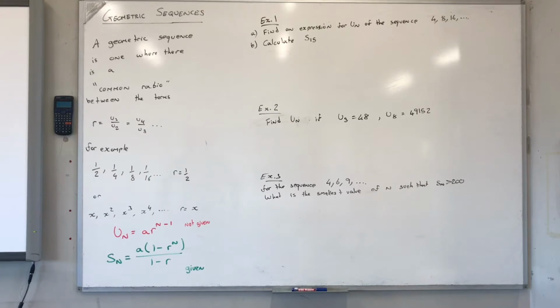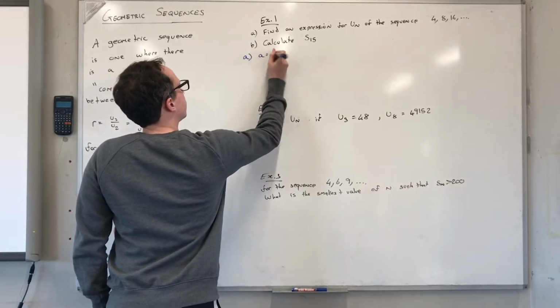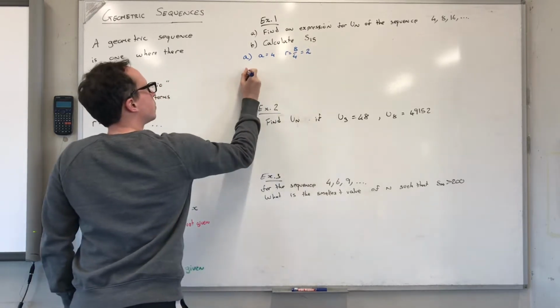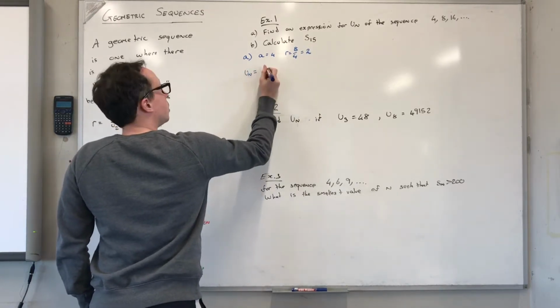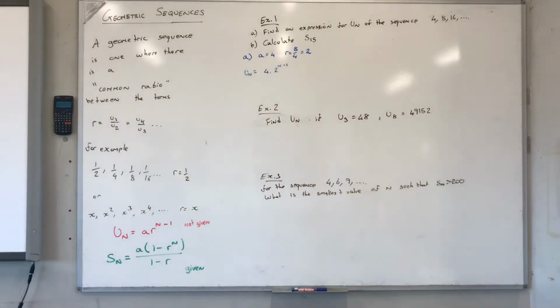Now, straightforward enough for most parts, however it can get a bit confusing, and there needs to be some algebraic manipulation when it comes to more complicated ones. So, find an expression for un of the sequence 4, 8, 16 if you do example 1. So the first thing is, I already know what a is, it's 4. And now I just need the common ratio. So it's that straightforward. 4 times 2 to the power n minus 1 will give me the nth term.